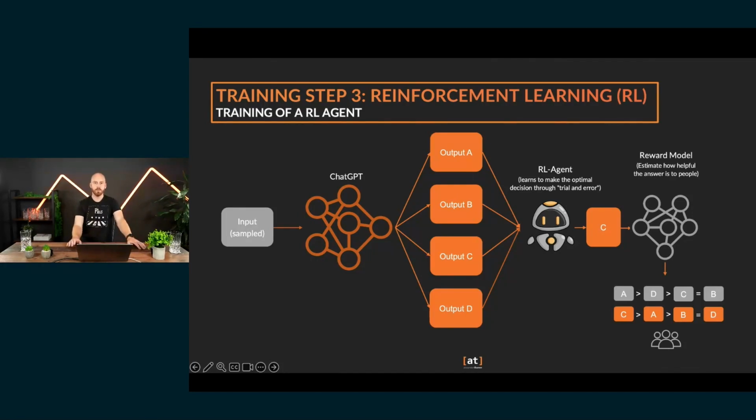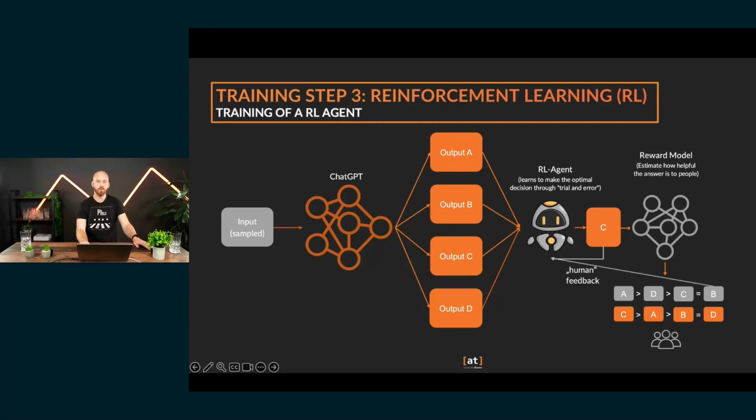Even if the reward model says that B is the optimal solution, the human overrules the reward model and says, no, D is the best solution. And this difference between those 2 rankings can then be used to optimize the reward model so that the reinforcement learning agent learns to choose the best answer in the next iteration. In this case, it would be D. So this is a part of how ChatGPT was trained.